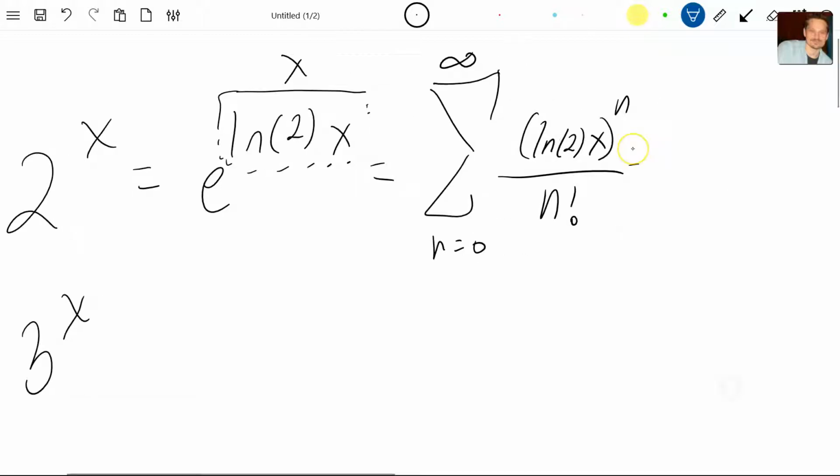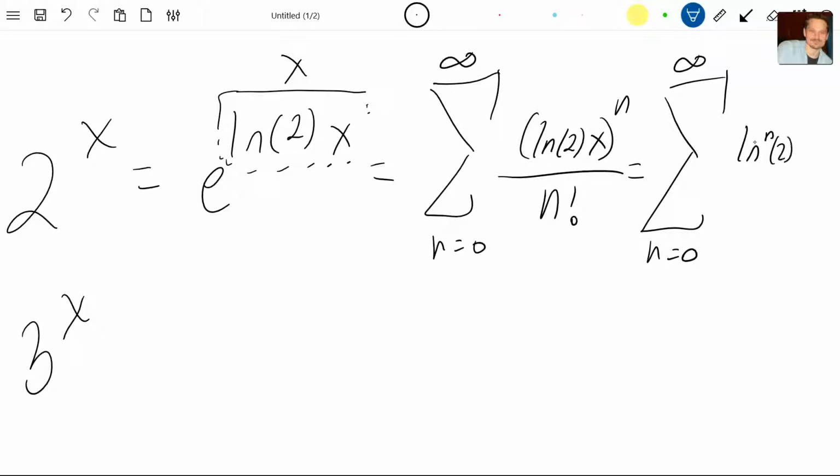That's all. Let's simplify this a little bit so it looks cleaner mathematically. So n goes from 0 to positive infinity, and you distribute the n over to the ln 2 and the x. It's going to give you ln 2 to the n, and then x to the n over n factorial. That's how you do that one. So this series represents the series for 2 to the x.